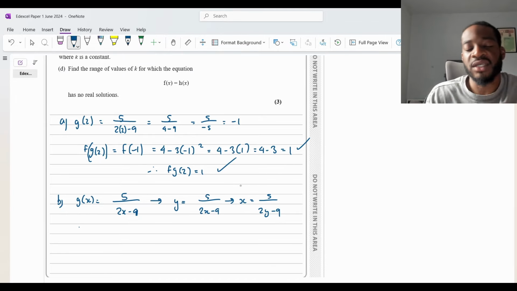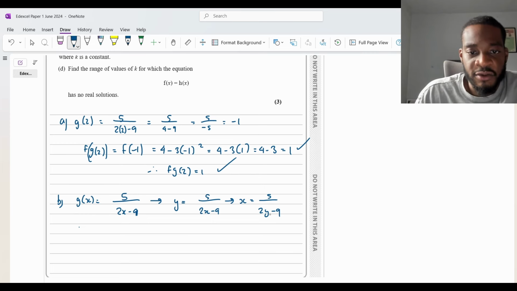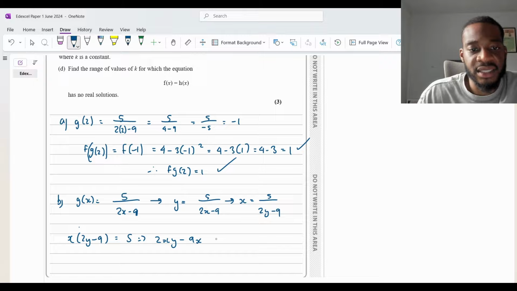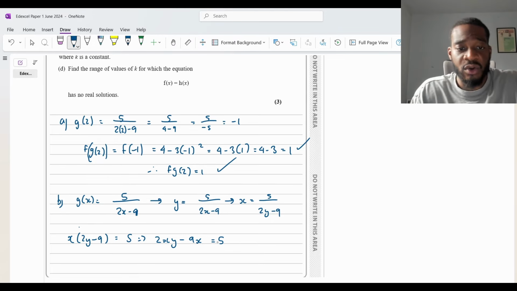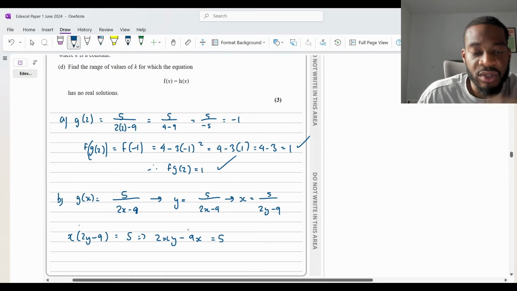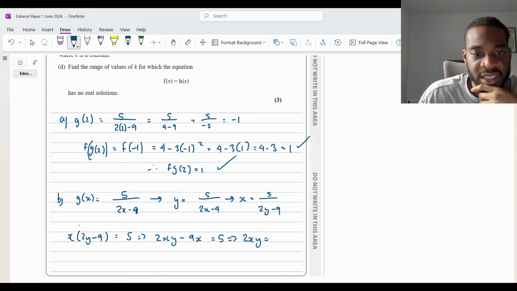Whatever we get for y when we make it the subject is going to be our answer for the inverse of g. So firstly, what I'm going to do for the next step is I'm going to times both sides by 2y minus 9. So the next step will be x bracket 2y minus 9 is equal to 5. I'm going to expand that. So it's going to be 2xy minus 9x is equal to 5. And remember, we want y on its own. So what I'm going to do now is I'm going to add on the 9x, aren't I? So the next step will be 2xy is equal to 5 add 9x. And then now we're going to divide by 2x, isn't it? So y will equal 5 plus 9x divided by 2x.